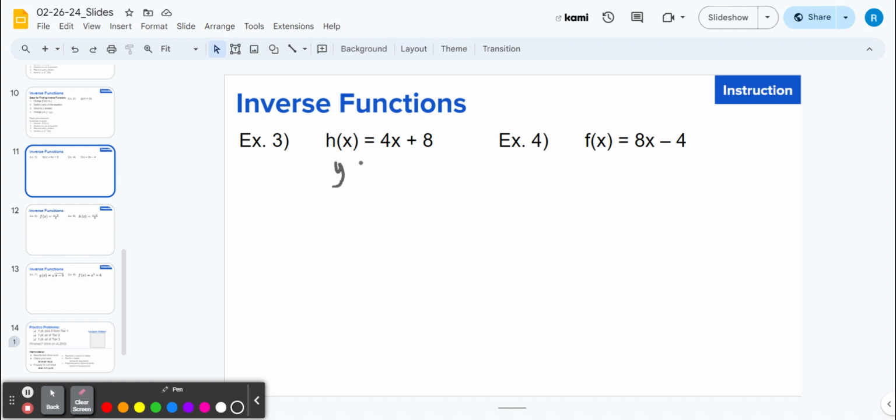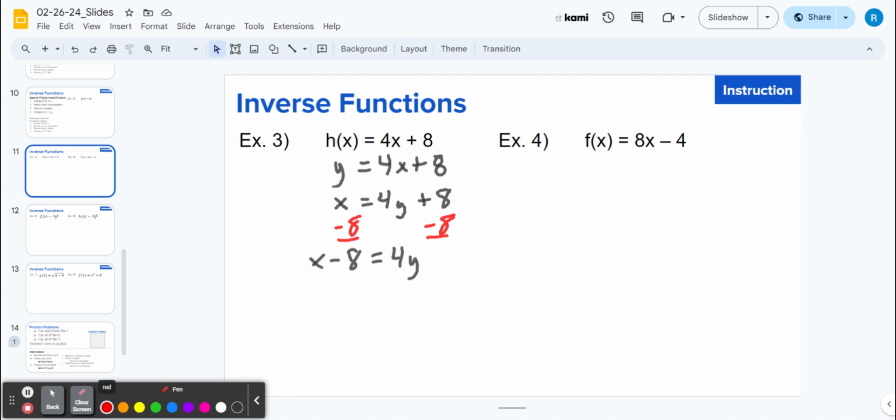I'm going to go y equals 4x plus 8. And then I'm going to switch that x and y in the equation. x equals 4y plus 8. Once I do that, then I can do the difficult step of getting y all by itself. So now I'm going to subtract 8 from both sides. This is just like our solving steps with our algebra, especially with linear equations. We get x minus 8 equals 4y. And then I need to divide both sides by 4.